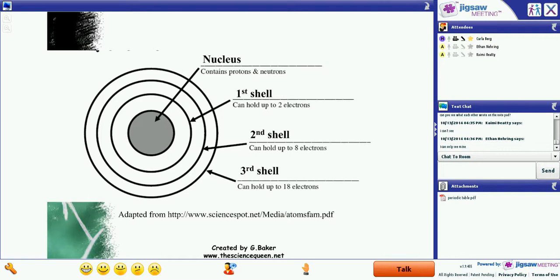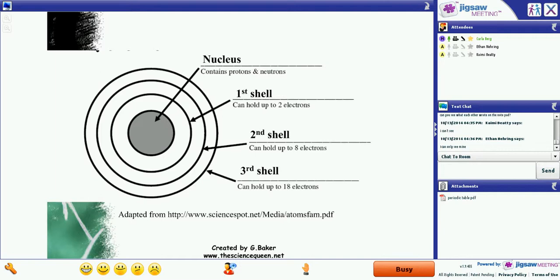Go ahead, Ethan. Is there any atoms with 18 on the third shell? Yep. None of the ones that we're going to do today for examples, because I figured that was kind of overkill on drawing, but yes, there are.